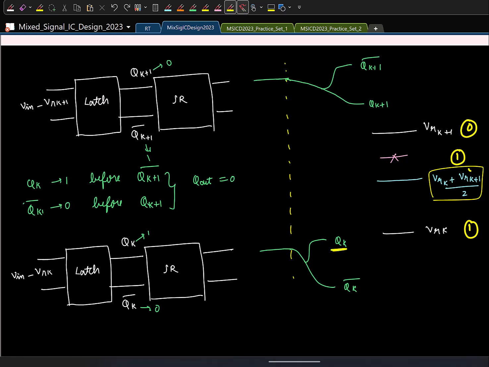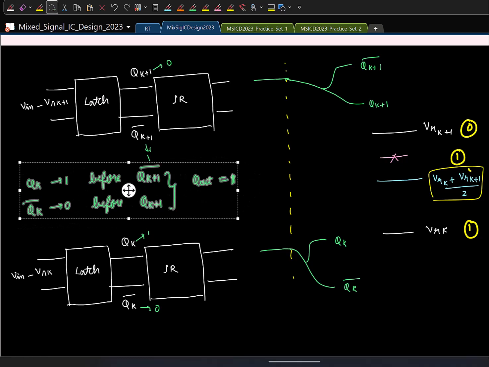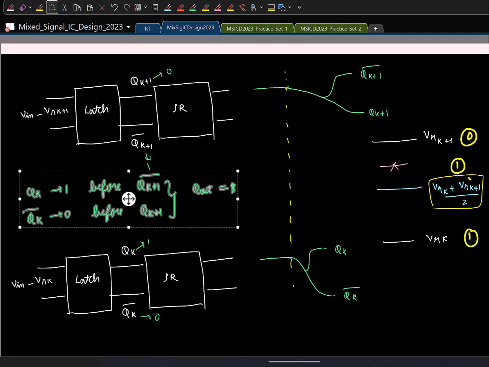Basically here Qk goes to 1 much before Qk plus 1 bar, or the other way to look at it is Qk bar goes to 0 before Qk plus 1. And when this happens, what do you want the output of this comparison to be? You want this to be 1, right? So these are the two pieces of information we have. So now it is actually much simpler, right?